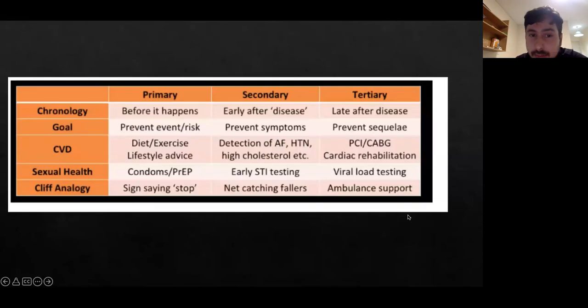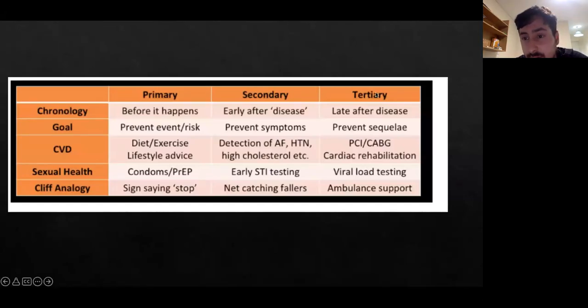So primary, as we said, is before it happens to prevent the risk of, let's say, an MI. It can include diet, exercise, lifestyle advice, but also atorvastatin 20 mg has been proven to be effective. Secondary is very soon after the disease. So once you've had an MI or a stroke, there are drugs you start from that point on. And these not only prevent further symptoms, but also prevent further disease. So that can include some of the stuff mentioned here.